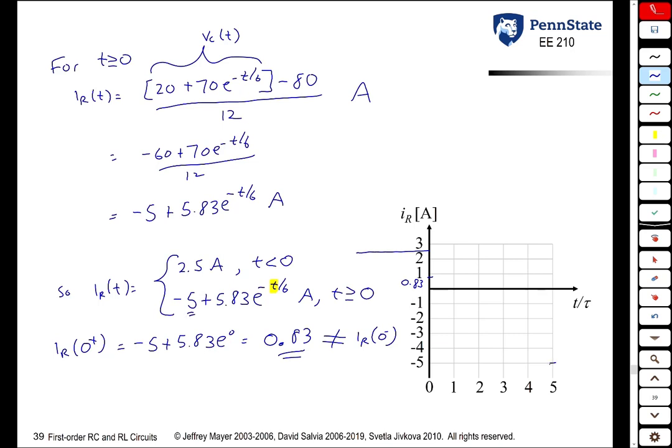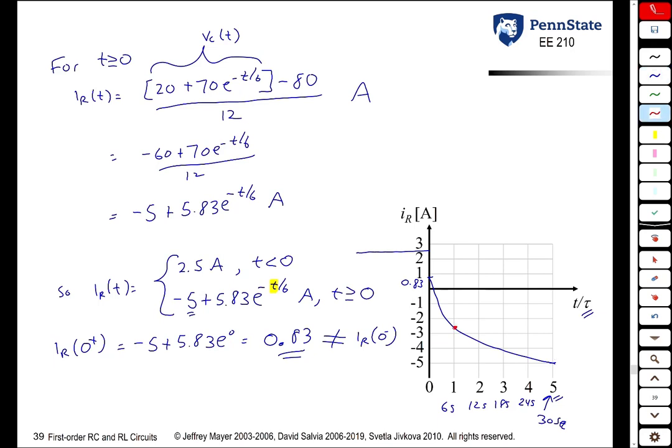How long is it going to take? It's going to take 5 time constants. Once again, we're plotting this on a normalized time axis, and so this 5 here actually means 30 seconds. This is 6 seconds, 12, 18, 24, and 30. And it's going to exponentially drop from 0.83 eventually to minus 5.